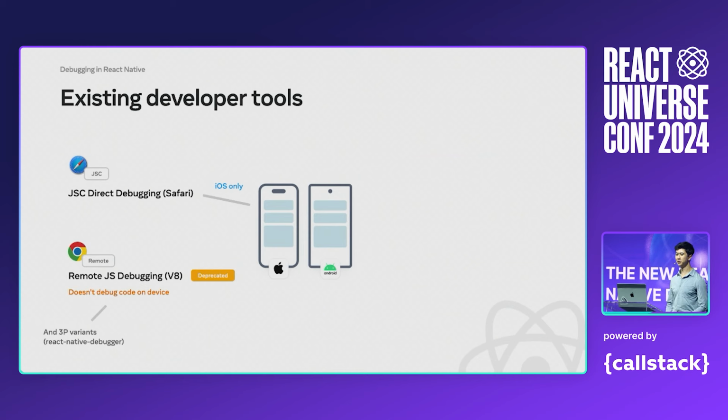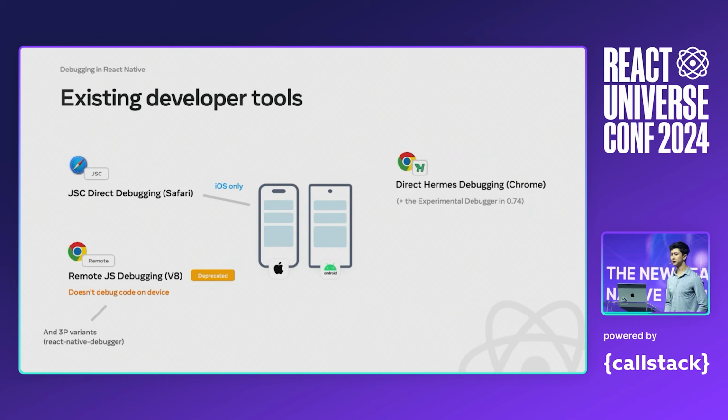Then, we introduced Remote JS debugging. This supported both platforms and used Chrome as a front end. However, instead of communicating with the JS runtime on the device, app code would instead be run off-device in V8. This separate execution context offered some compatibility with web tooling, but at the cost of inconsistency with how your code would execute in production.